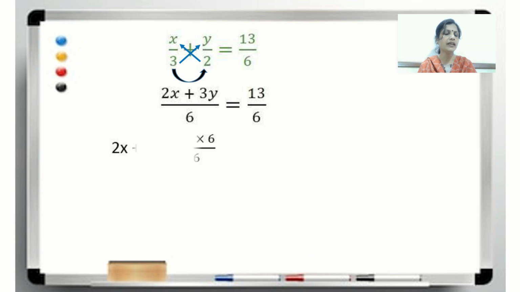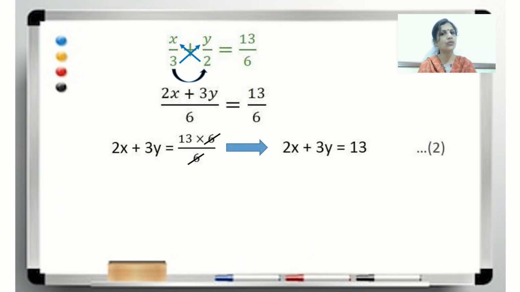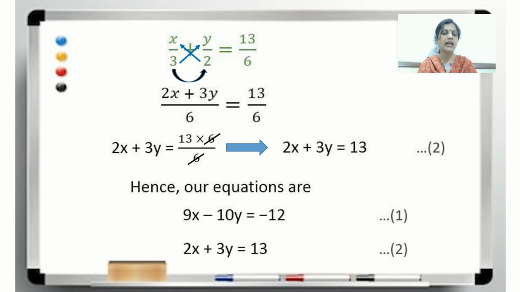So we'll again simplify this. 2x plus 3y is equal to, we're shifting this 6 to the right side. So 13 into 6 upon 6, 6 will get cancelled. So what are you left with? You are left with 2x plus 3y is equal to 13, and we have made our equation 2 very simple once again. So the equations which were in fractions, now we have converted into the simplest form. So 9x minus 10y is equal to minus 12 is our equation 1, and 2x plus 3y is equal to 13 is our equation 2.